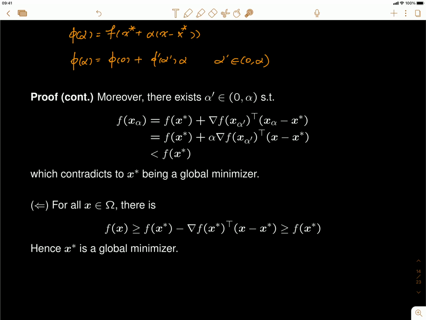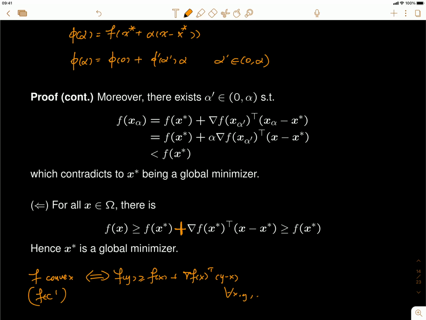Sorry, it should be plus here, right? We know that if the function is convex, and f is C1, then f of y is greater than or equal to f of x plus gradient f of x transpose times (y minus x), for any x and y.